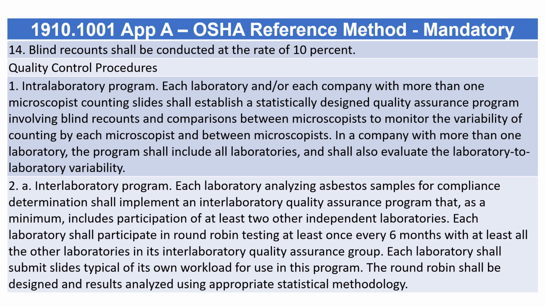2. An interlaboratory program. Each laboratory analyzing asbestos samples for compliance determination shall implement an interlaboratory quality assurance program that, as a minimum, includes participation of at least 2 other independent laboratories. Each laboratory shall participate in round-robin testing at least once every 6 months with at least all the other laboratories in its interlaboratory quality assurance group. Each laboratory shall submit slides typical of its own workload for use in this program. The round-robin shall be designed and results analyzed using appropriate statistical methodology.